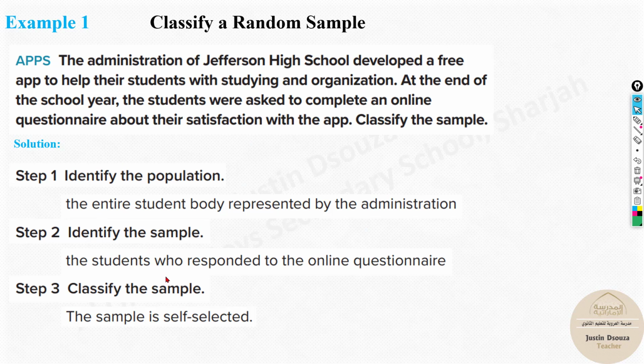Identify the sample: the students who respond to the online questionnaire. Whoever responds to the questionnaire, it's not forced or anything. Whoever is answering, that's it. Those are the ones. And classify the sample. The sample is self-selected because it's done voluntarily by the students.